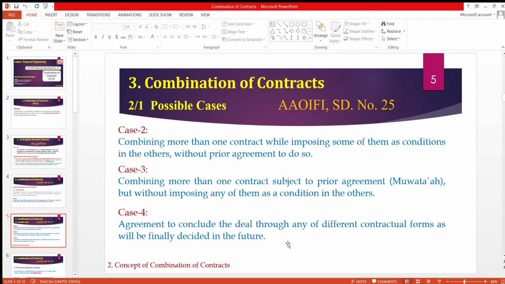Like the case of diminishing musharaka, in which the client visits an Islamic bank and requests that he wants to build his house. Then the Islamic bank says, okay, we will participate and create shirkatul milk. They buy a portion of the plot and participate in shirkatul milk; the Islamic bank and the client are partners. Now, to construct the house, it is partially paid by the Islamic bank and partially by the client, and they jointly build the house.